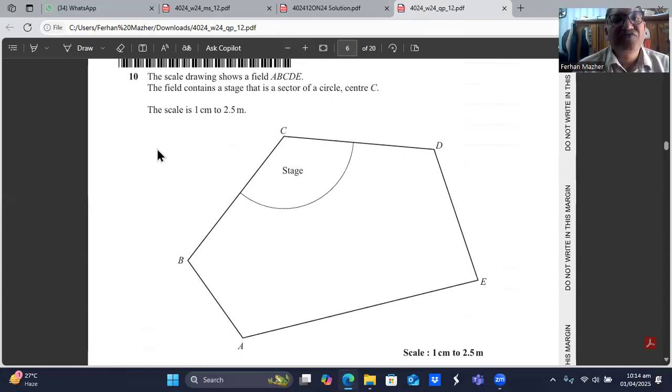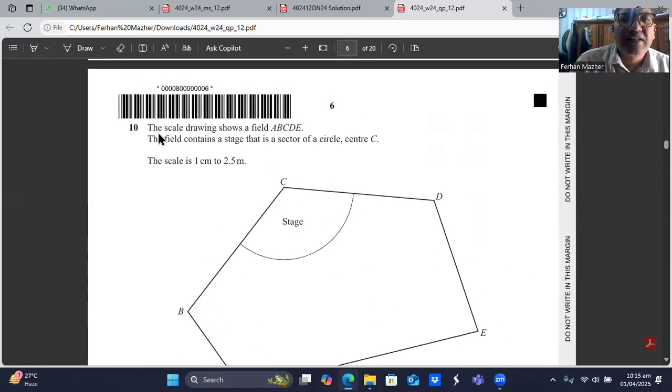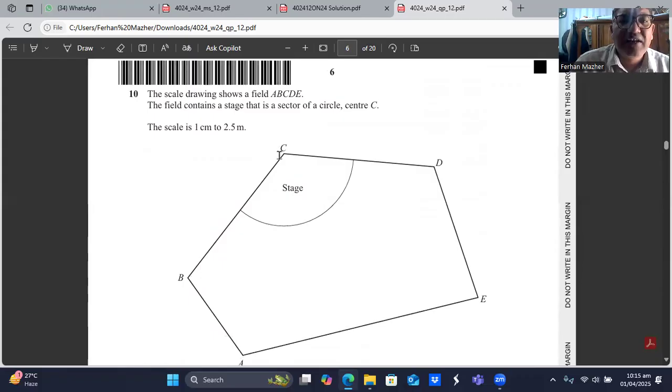The scale drawing shows a field A, B, C, D, E. The field contains a stage that is a sector of a circle, center C. The scale is 1 centimeter to 2.5 meter. Okay. The scale is given. So they ask to find the actual radius of the stage. With the help of your scale, measure from C, which is the center, to this point. I hope you have the hard copy of this paper. So just with the help of the scale, measure this. This is the radius of the stage.